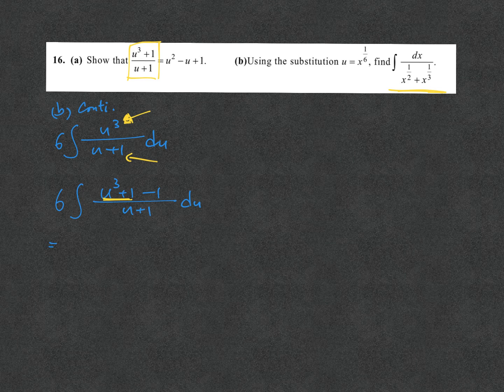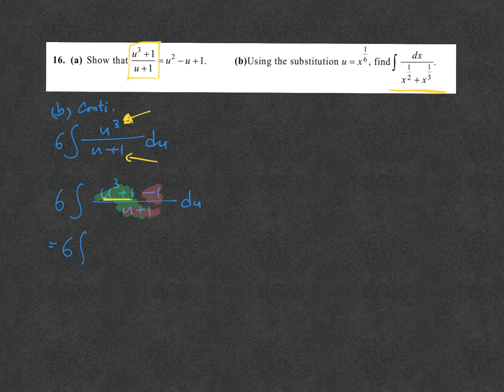Because now after you write plus 1, minus 1 in the expression, your expression becomes two parts. The first one will be u cube plus 1 over u plus 1, which is identical to part A. Whereas the other part will be minus 1 over u plus 1, which is about log. Do you understand it? If no, let's continue to listen.